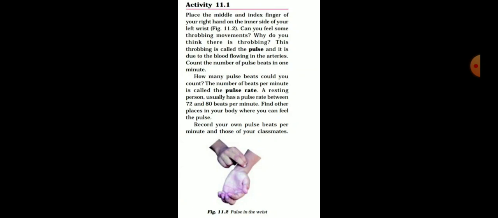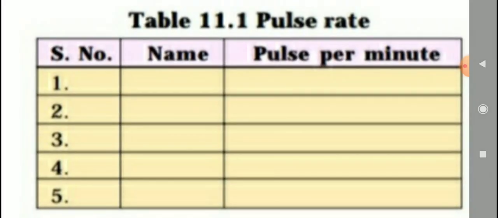See the picture, pulse in the wrist, in your book 11.2. Place the middle and index finger of your right hand on the inner side of your left wrist. Can you feel some throbbing movements? Just fill this column: 11.1 pulse rate. Your name and pulse rate per minute.